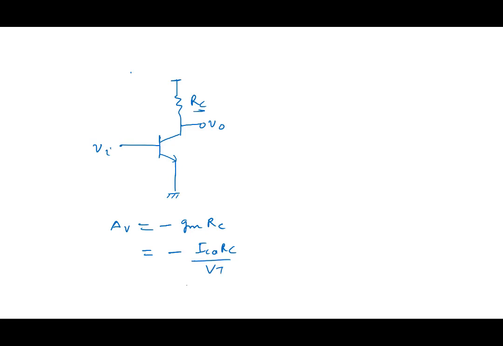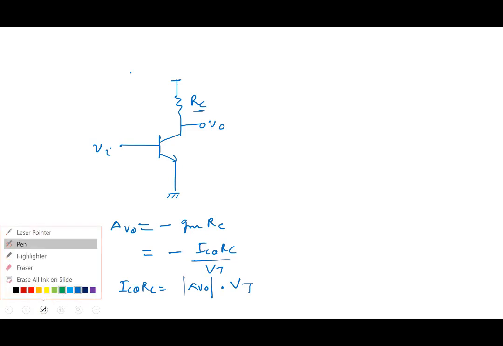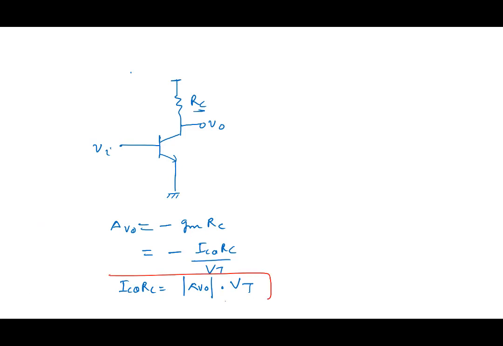If we look at the magnitude of the gain, let's call it AV0, we find ICQ RC is equal to AV0 times VT. This is an important relationship for this amplifier. What this is telling us is, if ICQ RC has to be equal to AV0 VT, then obviously VCC has to be greater than AV0 times VT.